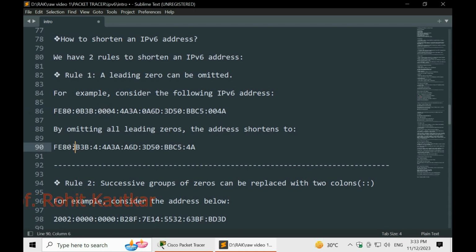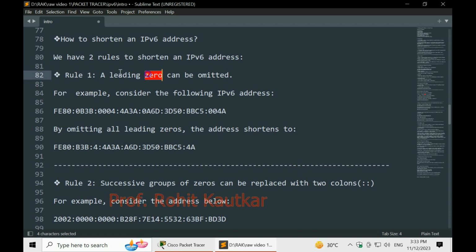If you remove all these leading zeros, your IP address will look like this. You can see here in the second group, we have removed this leading 0. In this third group also, we have removed these 3 leading zeros. Likewise, in all subsequent groups, we have removed the leading zeros. In this way, we may shorten the IPv6 address.